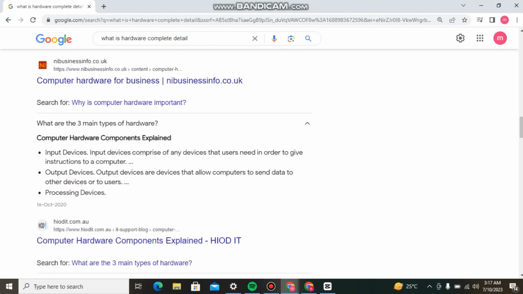What are the main three types of hardware? Input devices. Input devices comprise any devices that the user needs in order to give instructions to the computer. Second, output devices. Output devices are devices that allow the computer to send data to other devices or users. Third, processing devices.